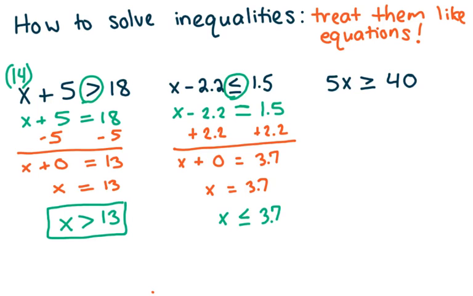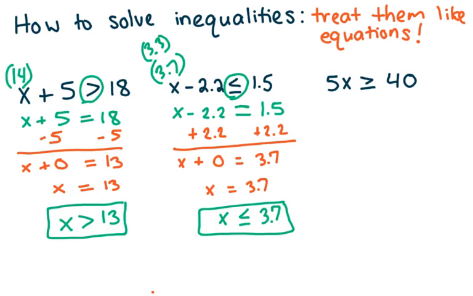Now checking this one is a little bit different, because if we were to check it, we have to include 3.7 in what we check. 3.7 minus 2.2 is equal to 1.5. So that works. Now we need to pick a number that's less than 3.7. I'm going to go with 3.3. 3.3 minus 2.2 is less than 1.5 because 3.3 minus 2.2 is 1.1. So we can see that it works. Again, you can't skip to another number. You have to leave it as is.